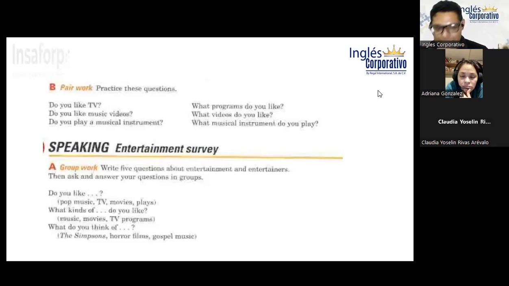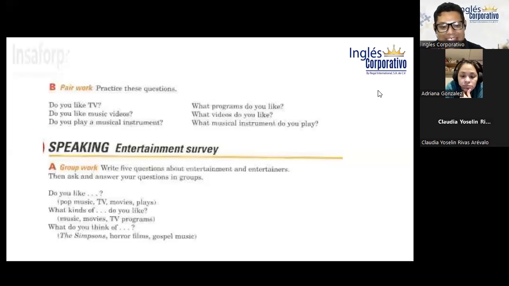Entonces, quiero que respondan estas preguntas y luego vamos a entrar a los breakout rooms para poder socializar un poco más y que ustedes puedan dialogar, porque ya ustedes que están entrando a pre-intermediate, ya tienen que ir practicando un poco más, hablar un poquito más, tratar de ser fluidos con la estructura, es importante. Luego, pues, vamos a trabajar en el Speaking Entertainment Survey. Write 5 questions about entertainment and entertainers. Then ask and answer your questions in groups.